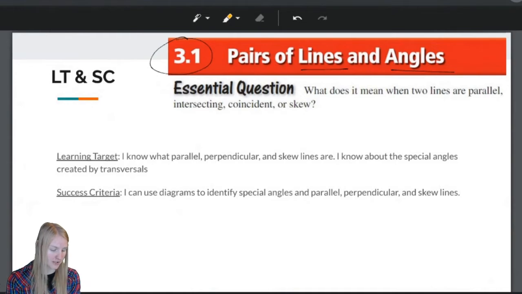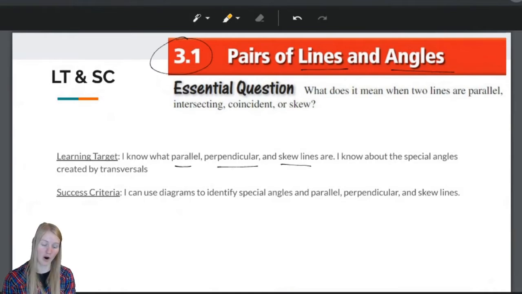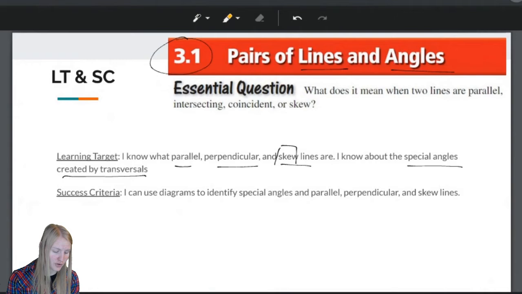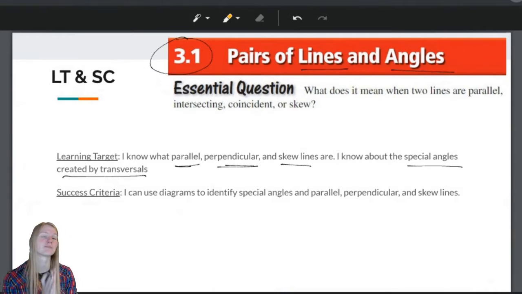Our learning target: by the end of this lesson, you should know what parallel, perpendicular, and skew lines are, and you should know about special angles created by transversals. Now, you probably have never heard the word skew or transversal before. That's okay. We're going to learn about both of those things in this lesson. We'll also learn about parallel and perpendicular, but you've probably already heard about those before.